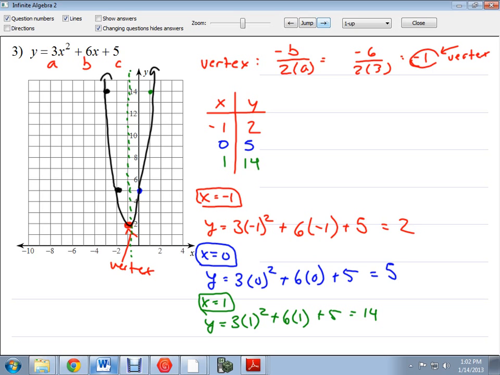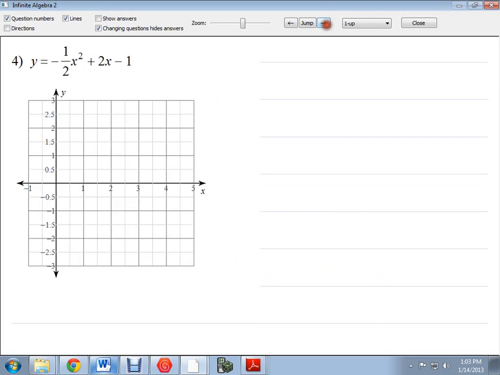Any questions about that? Number 4? That's fine, I'll get to it in just a second. Does anybody have any problems with this graph? I am going to do the next 2 with you, so don't worry about them.